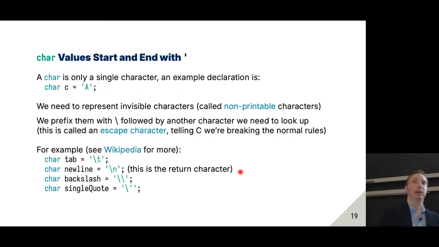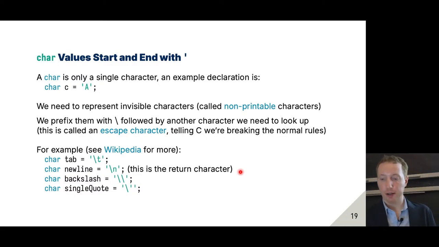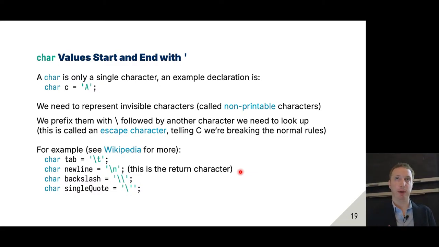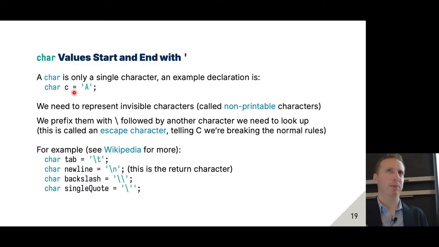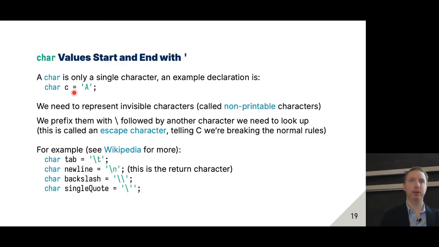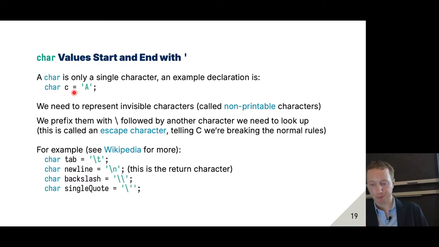So how we define a char value, they start and end with just a single quote. So a char is only a single character. Remember, we can only have one at a time. So you could declare something called char C and then set it equal to single quote, capital A, single quote. And then, as we learned in the last lecture, A actually gets a magical number associated with it. So that would actually store the number 65, but you don't really have to know that.